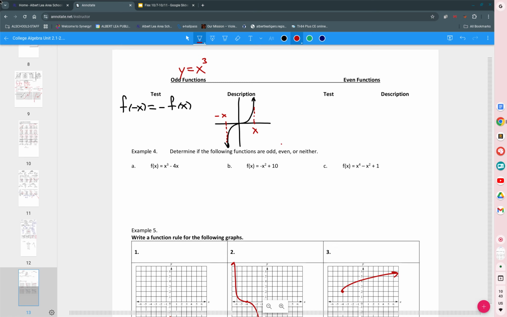Notice, again, that the degree is odd. It's easy to see. However, y equals sine of x, that's also an odd function, though you can't look at a degree and tell that. It's odd because it's symmetrical about the origin.